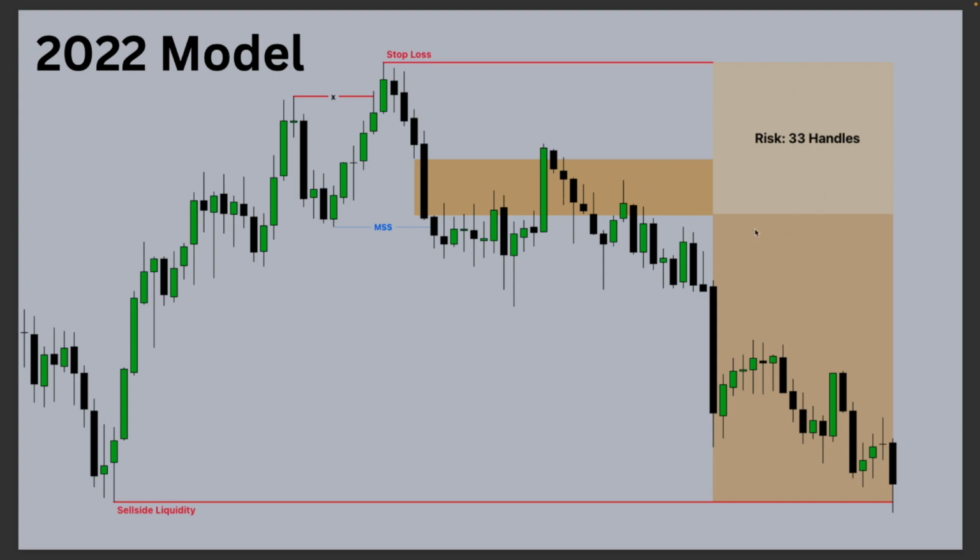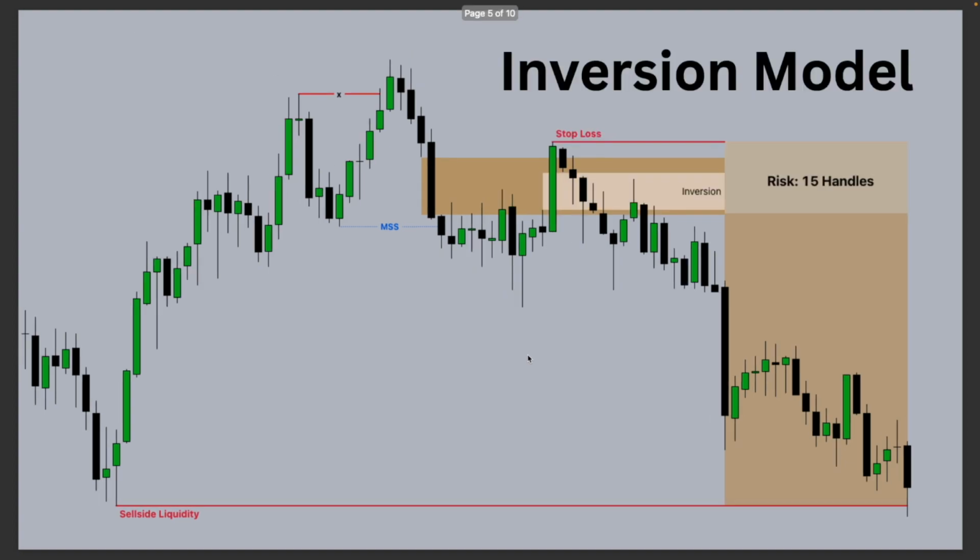The normal 2022 model in this setup, like I've mentioned, is the 33 handle stop loss. Okay, so now let's go to the next slide and see how we can use the inversion model to make this trade more efficient in terms of risk. So instead of just getting short on this retracement into this large fair value gap, we want to wait and see, is price respecting it? Is it going to act as resistance, right?